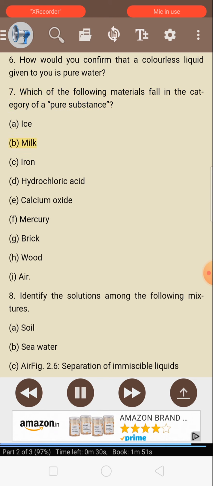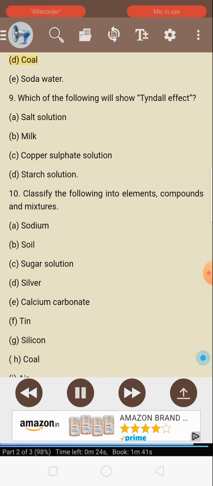A. Ice. B. Milk. C. Iron. D. Hydrochloric acid. E. Calcium oxide. F. Mercury. G. Brick. H. Wood. I. Air. 8. Identify the solutions among the following mixtures. A. Soil. B. Seawater. C. Air. Fig. 2.6. Separation of immiscible liquids. D. Coal. E. Soda water.